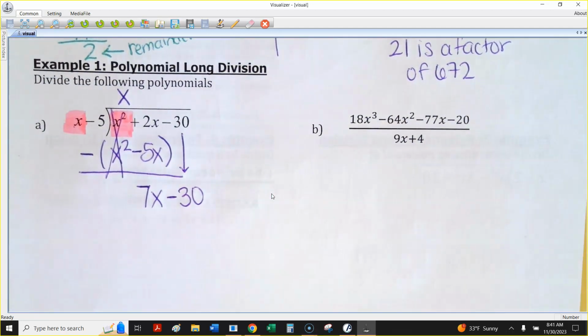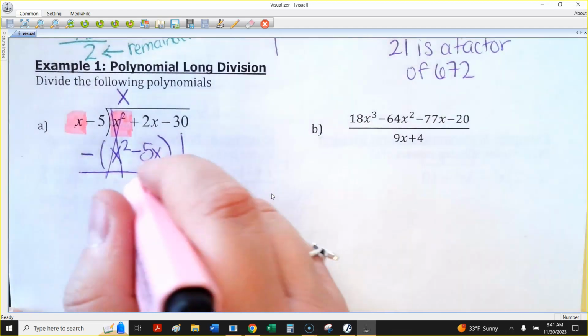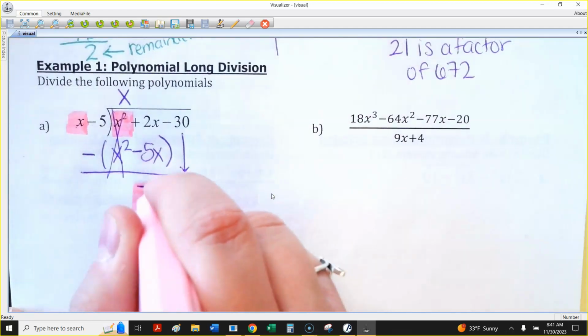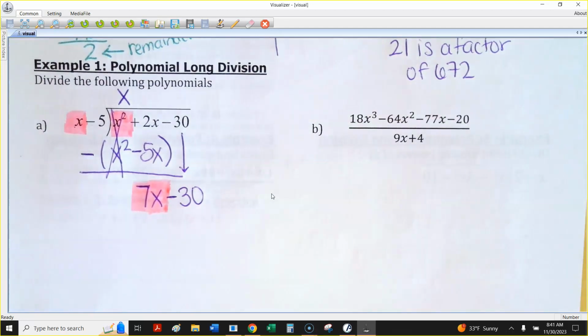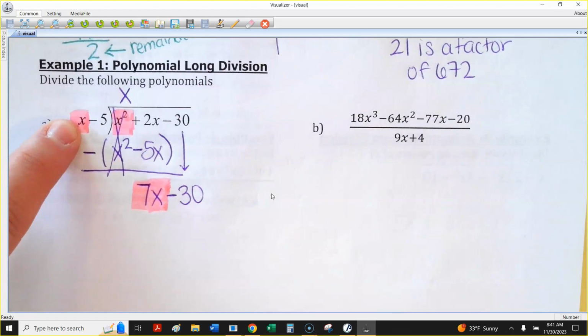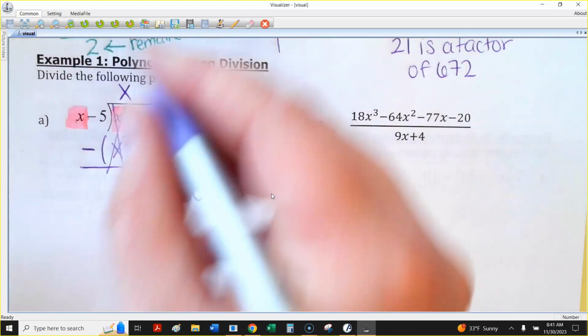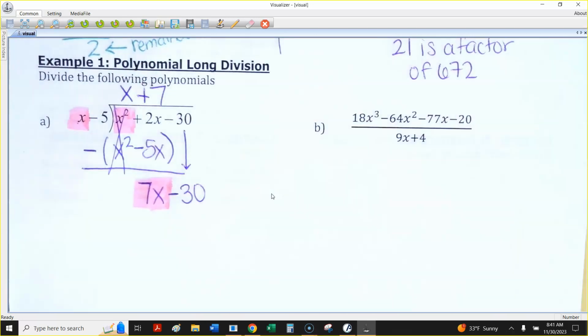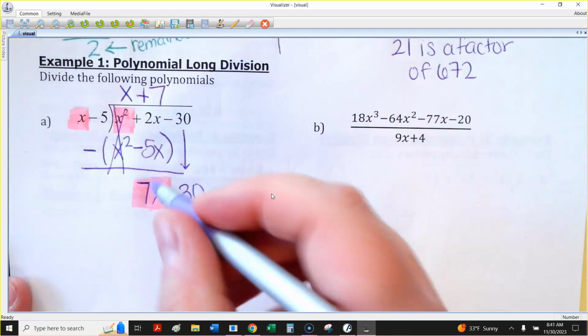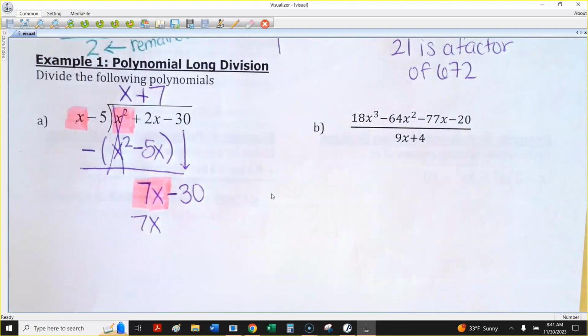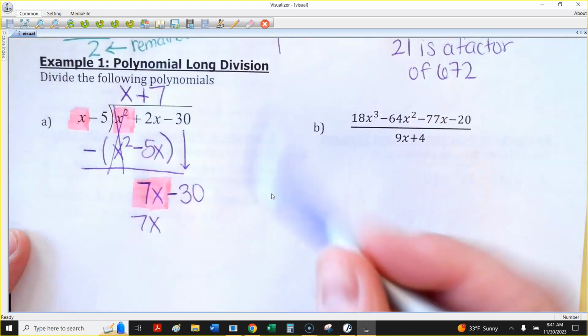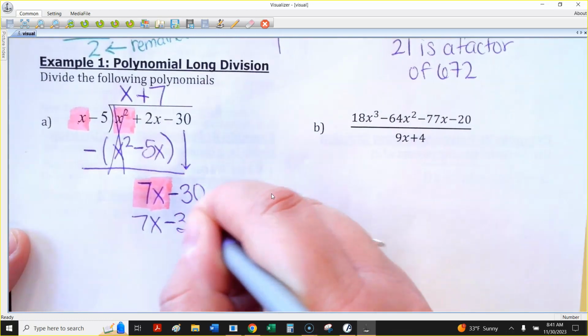And I'm going to repeat this process. So just look at the very first term, which you got after you did the subtraction. So I got the 7x there. What would you multiply x by to turn it into 7x? 7. So then up here, just put plus 7. I'm going to do 7 times x, which would be 7x. We're trying to cancel that out. 7 times negative 5 is negative 35.